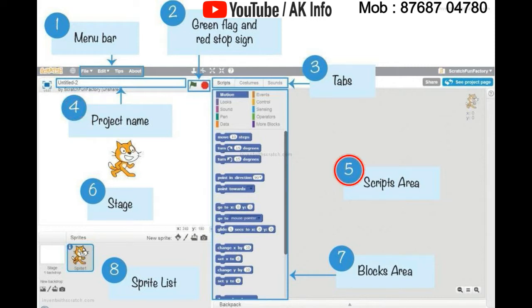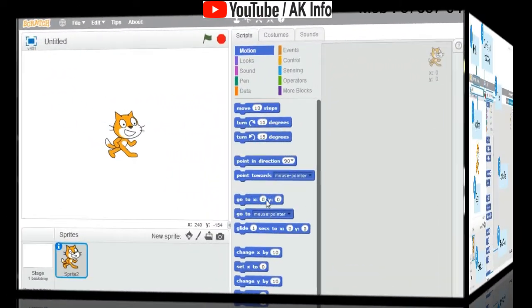You can program a sprite by adding code blocks to the scripts area. Sprites appear on the stage. You access the code blocks from the blocks area. Each sprite has its own scripts when you click the sprite in the sprite list. Let's start creating our first Scratch program.